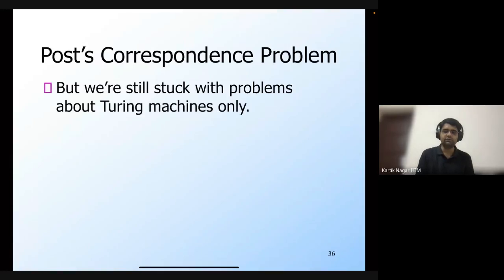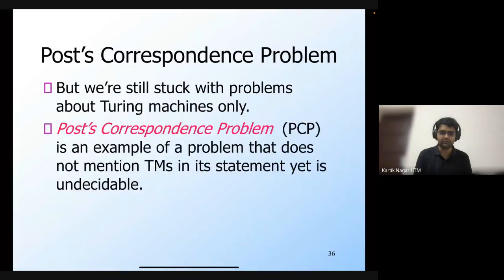The thing about all the undecidable problems that we have seen so far is that they are all problems about Turing machines. They ask, given some Turing machine, does the language of the Turing machine satisfy some property, or does the Turing machine halt or not halt? So we need a general problem which doesn't relate in any way to Turing machines. That is the Post Correspondence Problem.